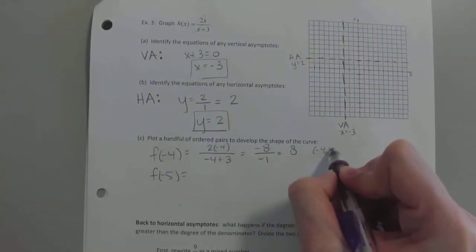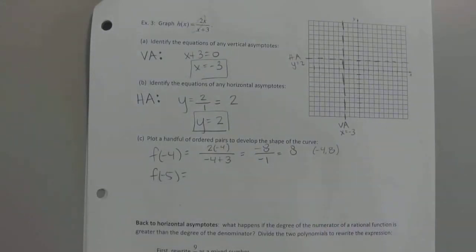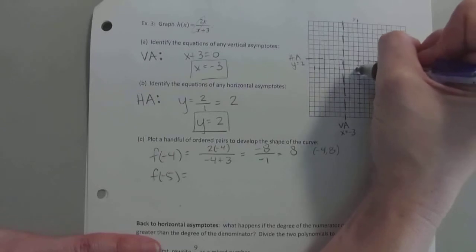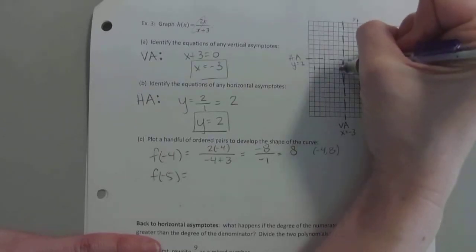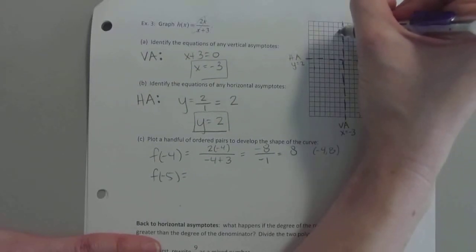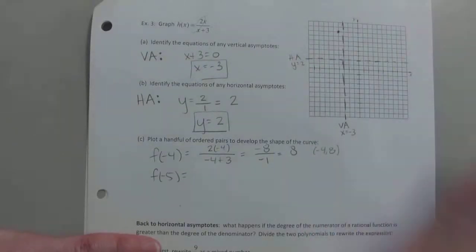So what's 2 times -4? -8. Yeah, and it's not over 1, it's over -1, right? So what's a negative divided by a negative? You got it. So what's an ordered pair we can graph? -4, 8. Is that okay?